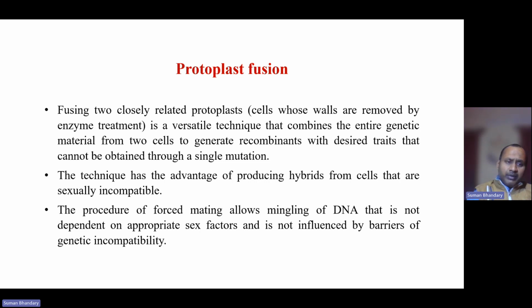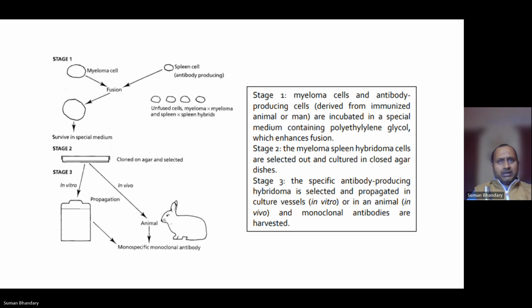Now here we will be giving one picture for this. There are three stages. In stage 1, you can see the myeloma cell and the antibody producing spleen cells. They are incubated in a special medium containing polyethylene glycol, PEG, which is functioning here as an inducer, which enhances fusion.